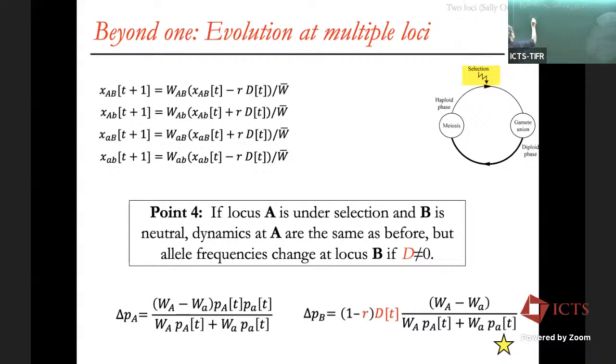And I have W big A big B times X big A big B minus RD over W bar plus X W big A little b times X big A little b minus RD over W bar plus RD. You guys have to keep me honest about my typos. But I'm saying that there's only selection acting on the A locus. So the B locus doesn't determine fitness. So I'm going to erase the B locus because it doesn't affect fitness, and we just have that.